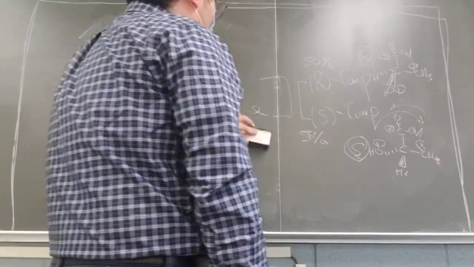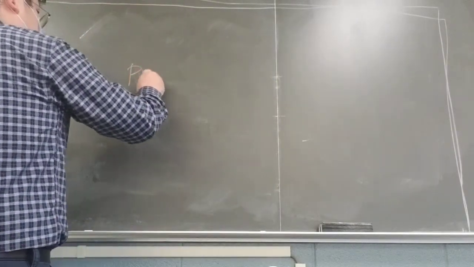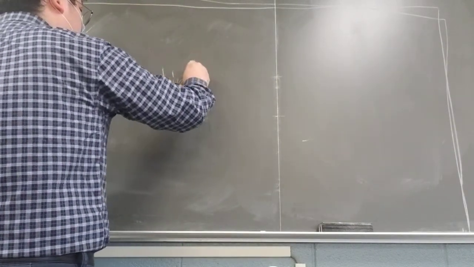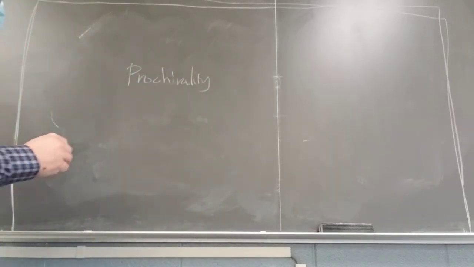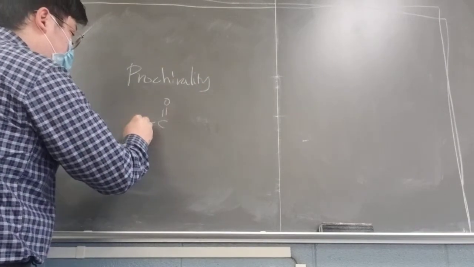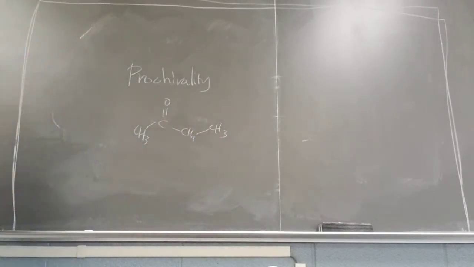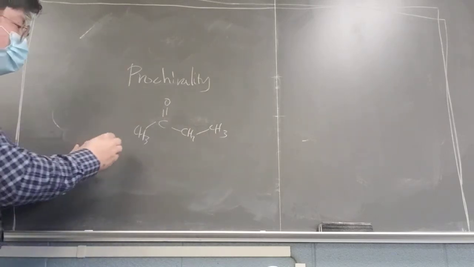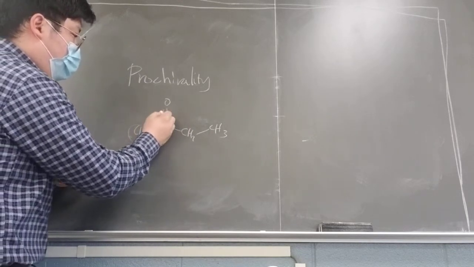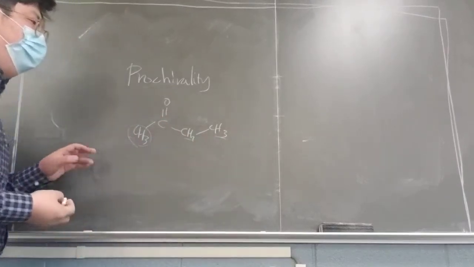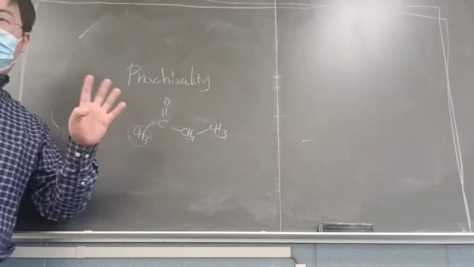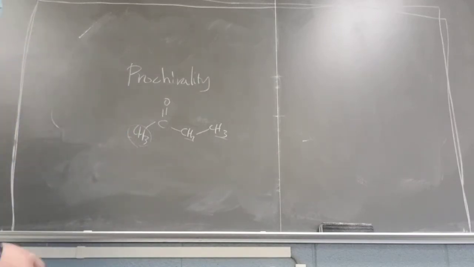Okay, that's it. And then there's one more thing I want to put in, which is prochirality. There's no chiral center yet, because you see this carbon has 3 hydrogens. It has only 3 bonds here, 2 and 3 hydrogen. So there's no carbon that has 4 different bonding groups here. But you don't have to know yet.